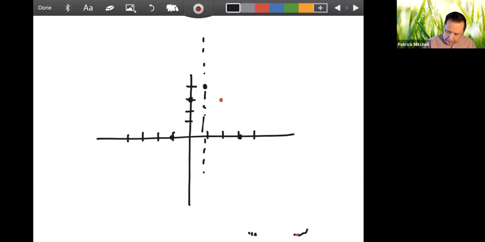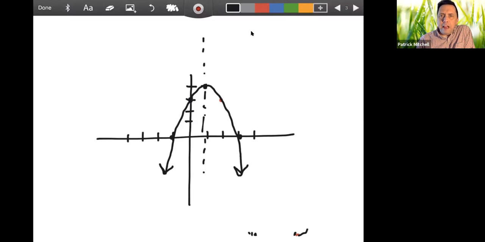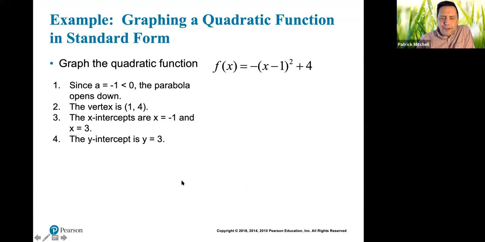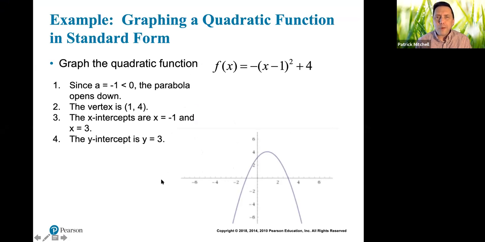Let's see. So the left side's going to look something like that, and the right side is going to look something like this. That's actually a little better than I was afraid it was going to look. All right, but it looks really good in the presentation because I used the computer to do it. So let's switch back to there. All right, and there it is. That is the graph of this quadratic function.